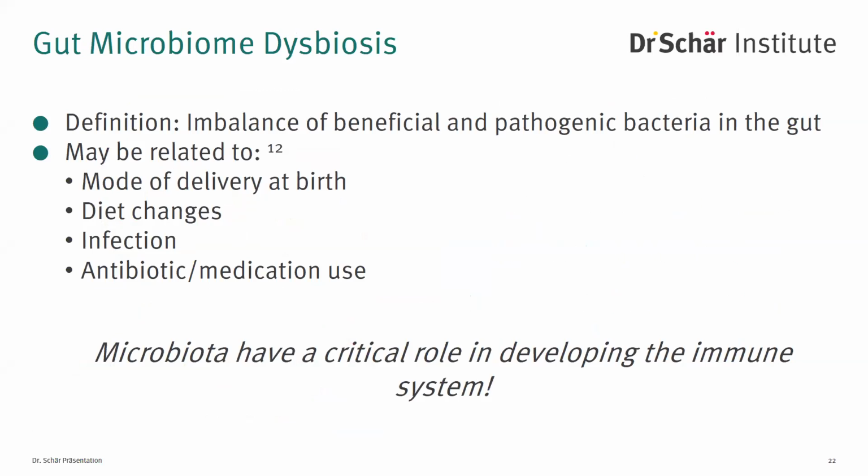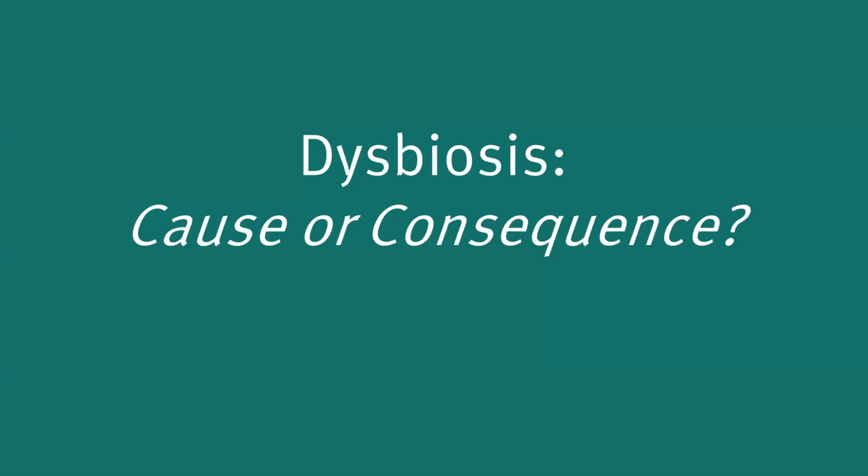For our purposes, microbial dysbiosis refers to the imbalance of beneficial and pathogenic bacteria in the gut. Changes in the gut microbiota may be related to mode of delivery at birth, diet changes, infection, medication use, and many other things. These microbiota play a critical role in gut health and immune health. There are a lot of questions surrounding microbial dysbiosis and celiac disease, and there's some debate about whether celiac disease is the result of microbial dysbiosis or the cause of it.